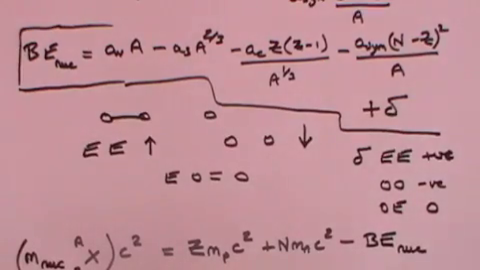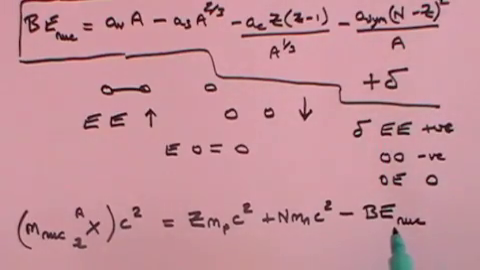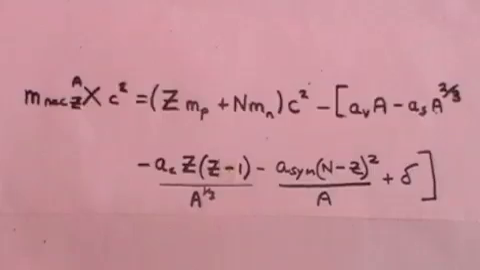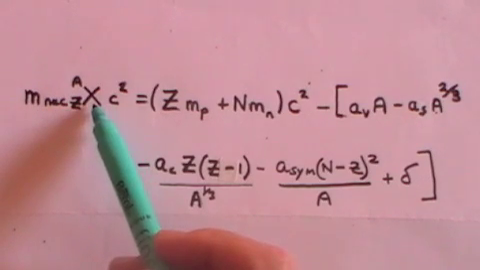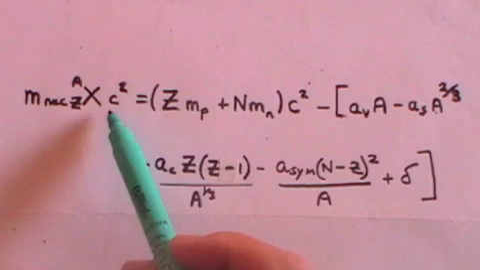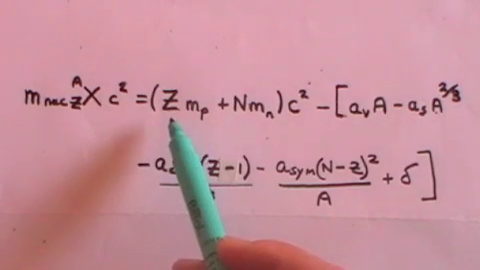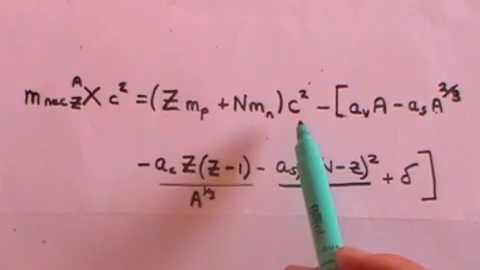So if we were to put that term into here, we end up with the semi-empirical mass formula. And there it is. Let's go through it again. The nuclear mass of any atom, but we're just looking at the nuclear mass, not the electrons, times c squared to convert it to energy, is equal to the total number of protons times the mass of each proton times c squared, so that gives you the proton energy.